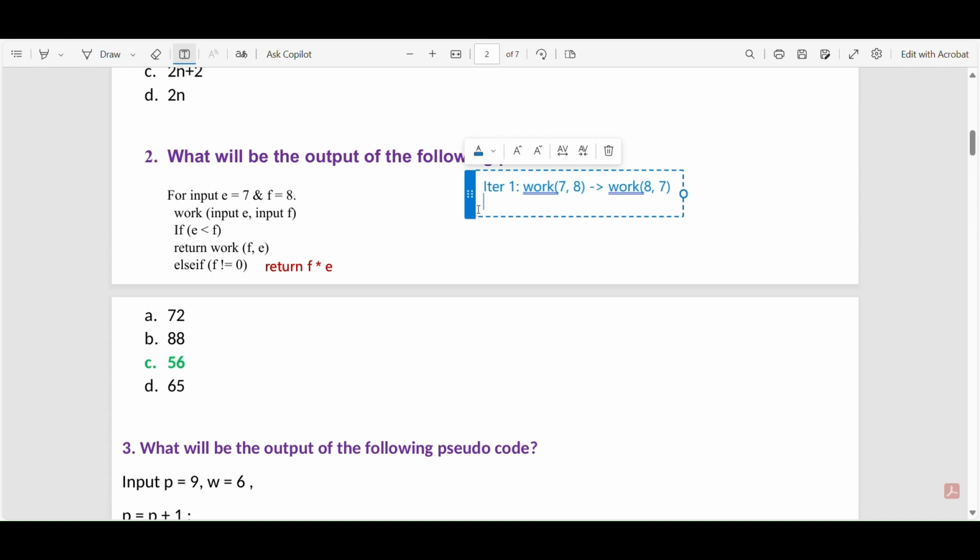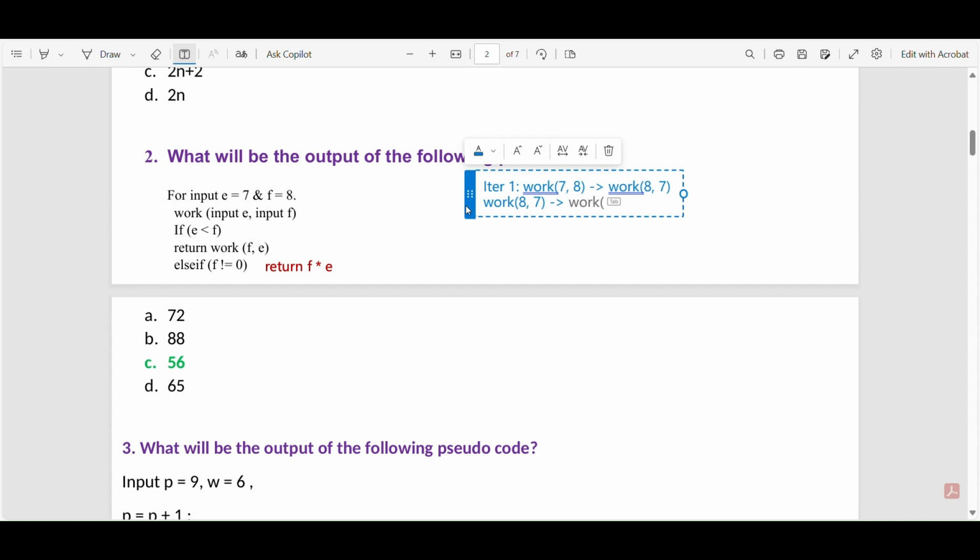This one will be there. Now we need to work on this work of 8 comma 7. So we are working on work of 8 comma 7, right? And see, 8 comma 7, so we need to see whether 8 is less than 7. No, it's not true, because 8 is not less than 7, so this will be skipped and we'll be getting else if f not equals to 0.